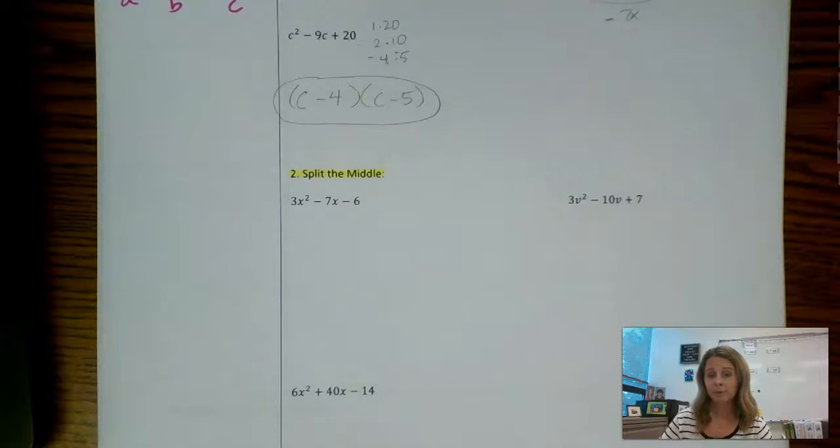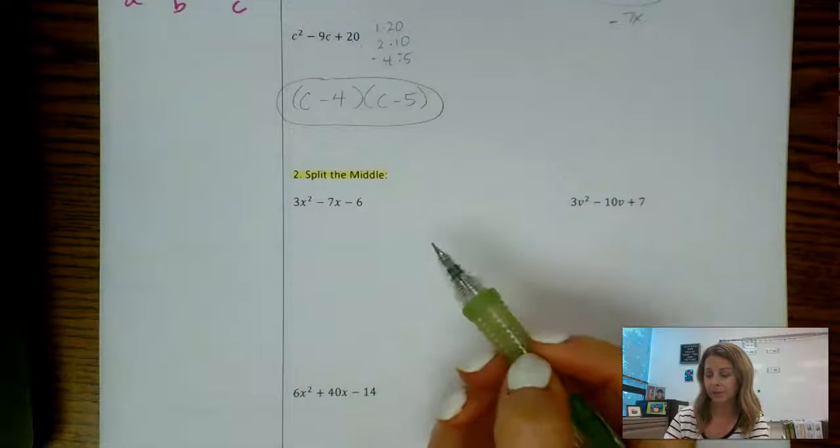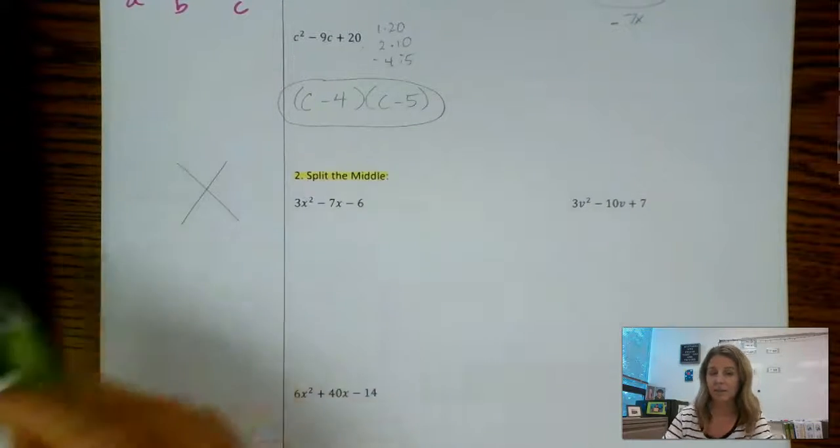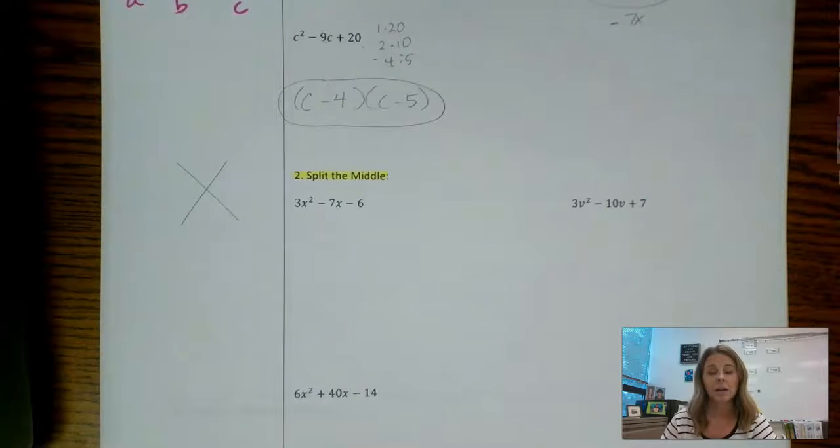Okay, let's now move on to what I'm calling split the middle. Some of you may have learned factoring with this X method. I've heard diamond method. They're all pretty much the same process. Sometimes they're called something different.